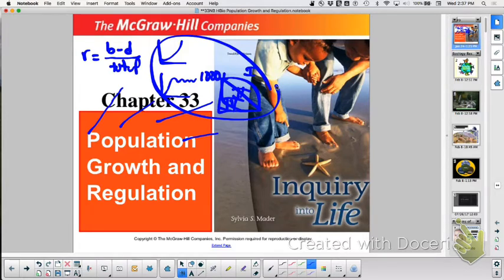And then the opposite of that, if you weren't the opportunistic, what were you? Equilibrium. And you were more like the S curve. You were large. You had few young. You cared for them. Probably type 1 survivorship curve. Good. I'm looking for something else.